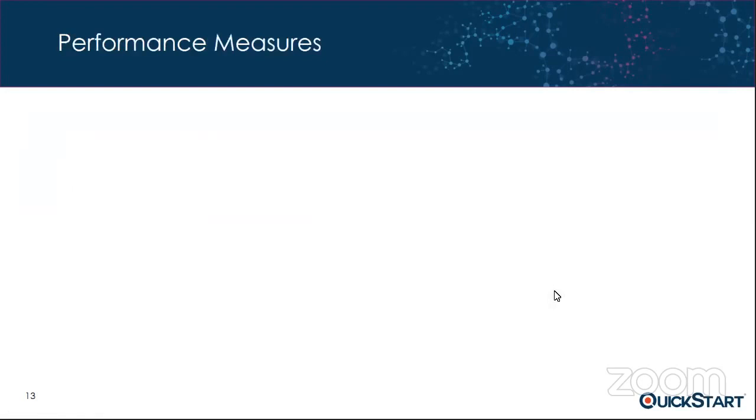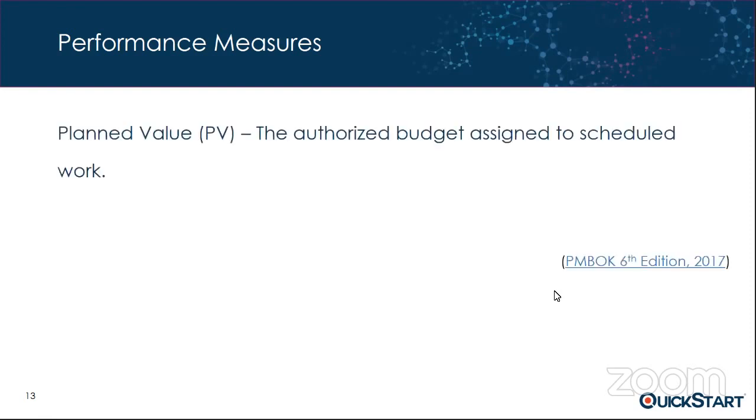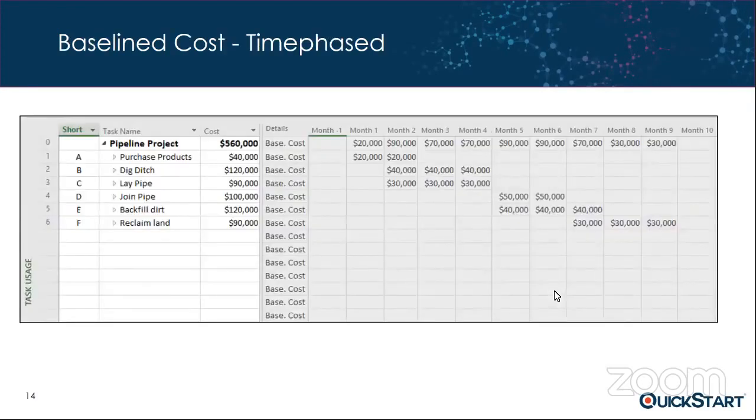So now let us move into this next area called performance measures, and this is where we start bringing out some of these earned value metrics. And the first one that we want to look at is one called planned value, and that by the Project Management Institute's definition is the authorized budget assigned to the scheduled work. And that's nothing more than this baseline information. That's really what this is. This is the planned value.